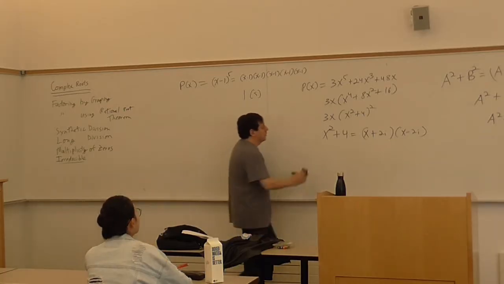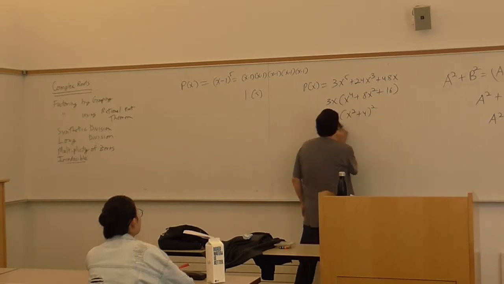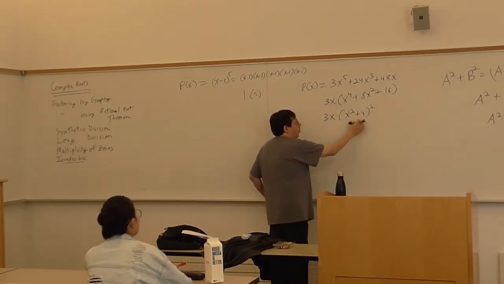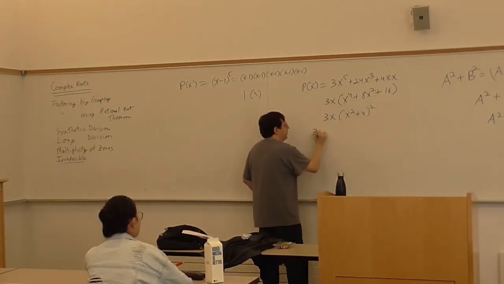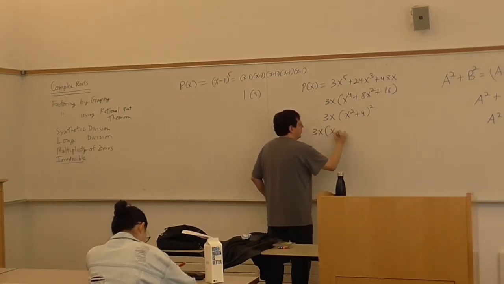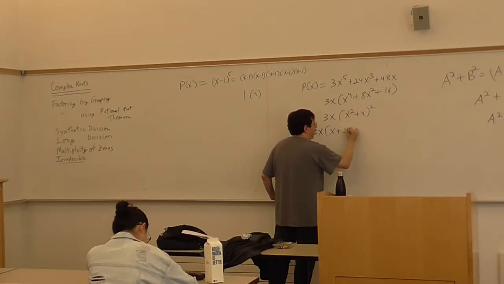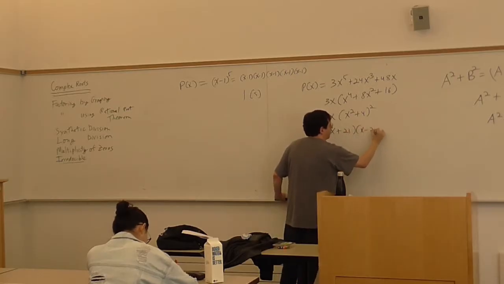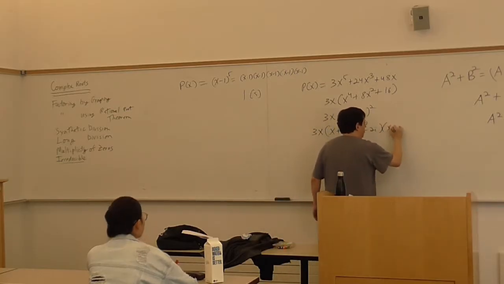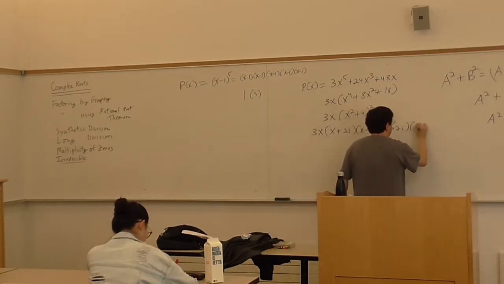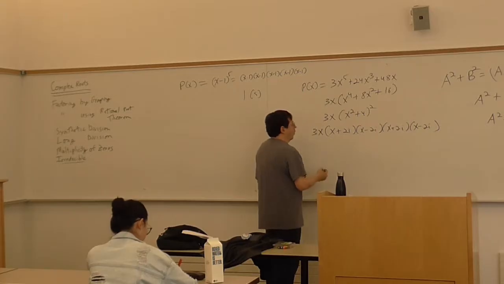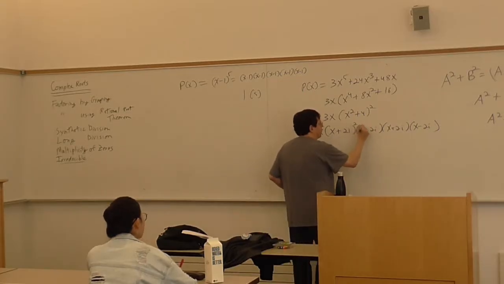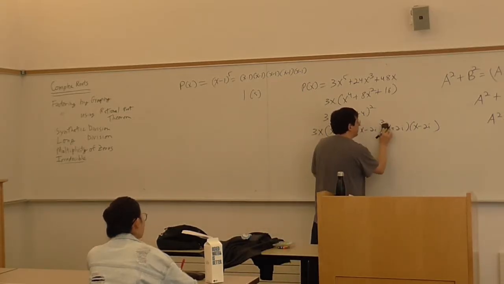Okay. So, of course, I didn't have x squared plus 4. I had x squared plus 4 squared. So I end up with 3x, x plus 2i, x minus 2i, times x plus 2i, x minus 2i. Or we could just mark b squared.